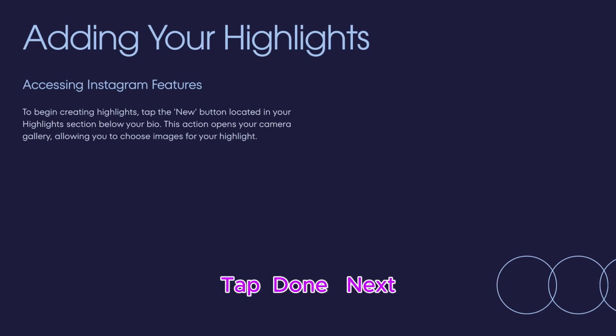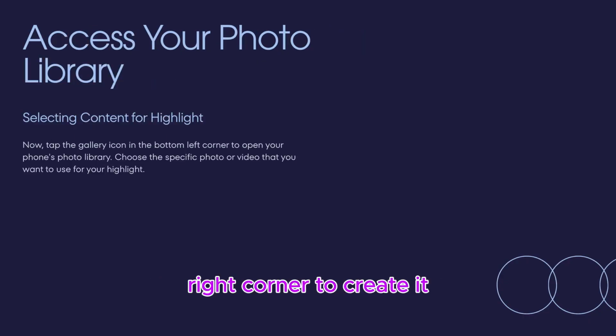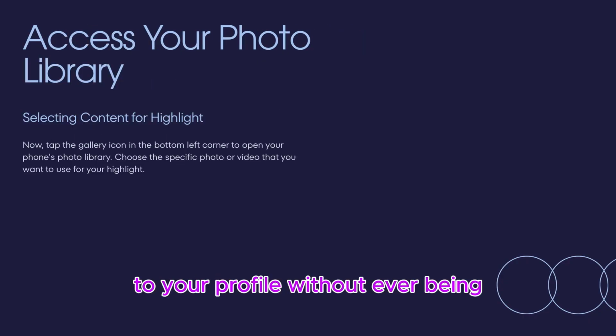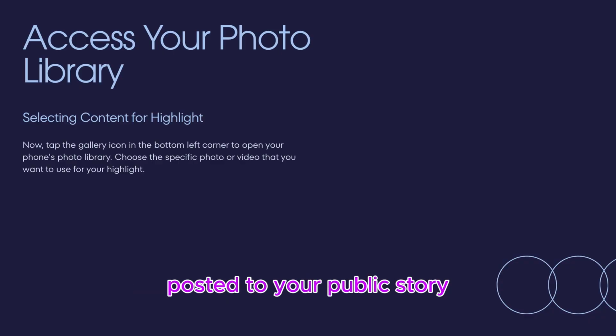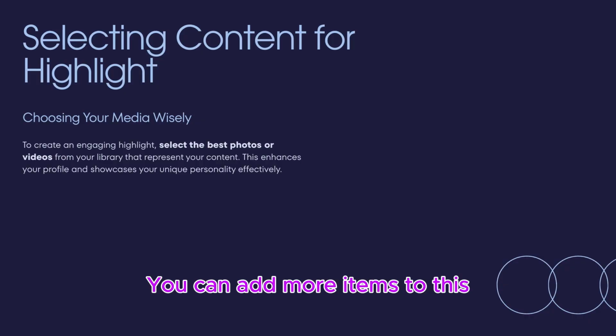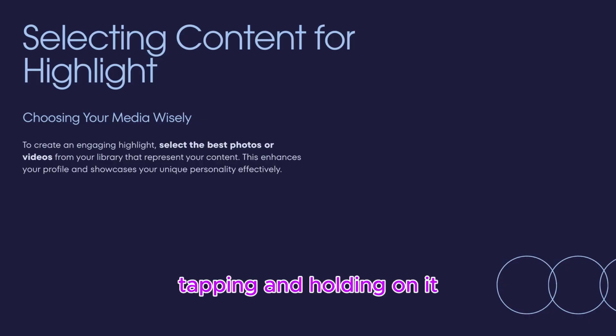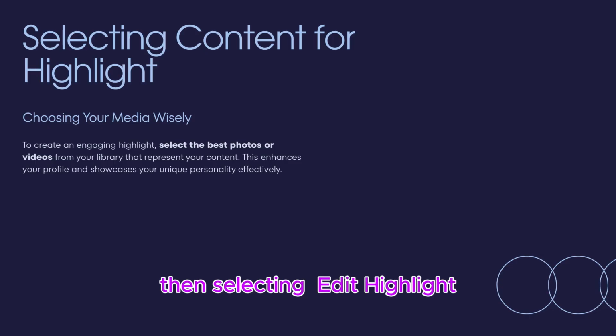Tap Done. Next, give your new highlight a name. Tap Add in the top right corner to create it. The highlight is now saved to your profile without ever being posted to your public story. You can add more items to this highlight later by tapping and holding on it, then selecting Edit Highlight.